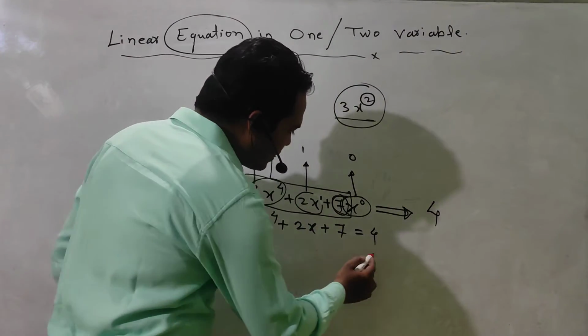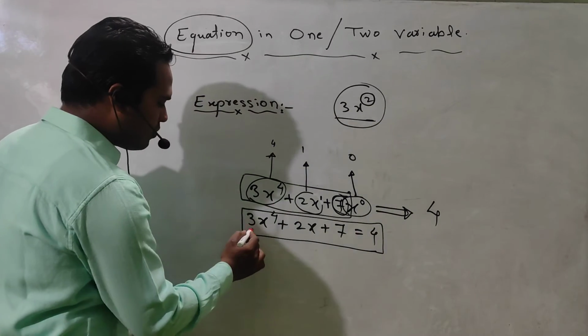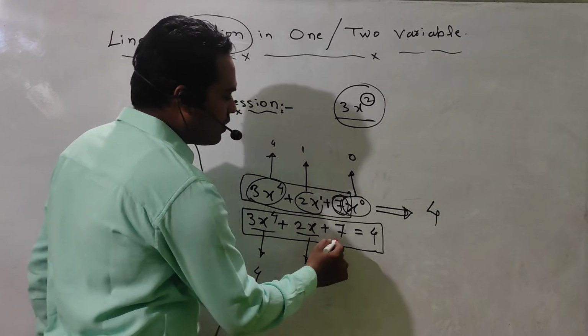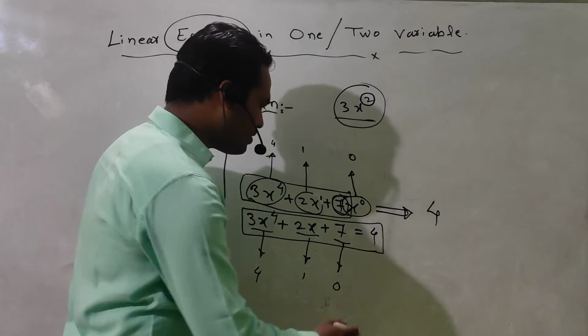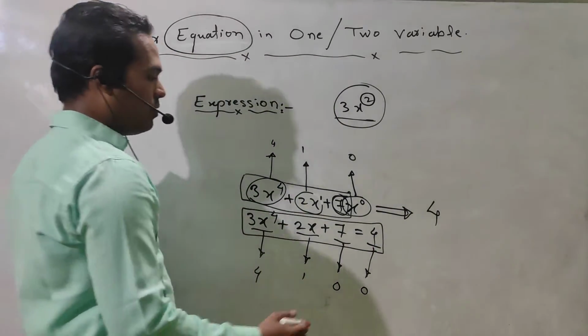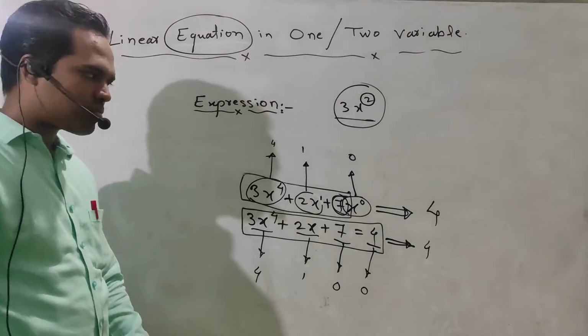So see here, it is the same, it is an equation. The first term has degree 4, the second term has degree 1, the third term has degree 0, and here again 4 has degree 0. Therefore this mathematical equation has degree 4.